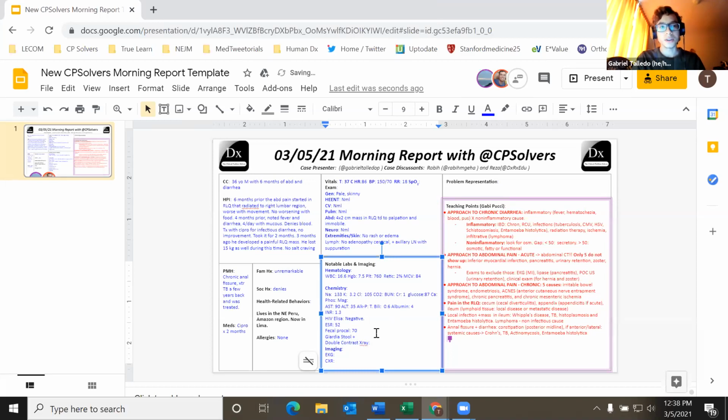Maybe I can share my screen for a minute. While doing that, they also did a colonoscopy that showed an ileocecal infiltrative and ulcerated lesion and other ulcers in the transverse colon.